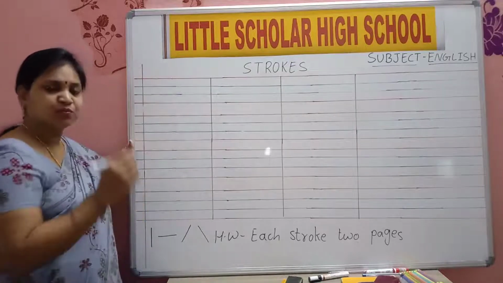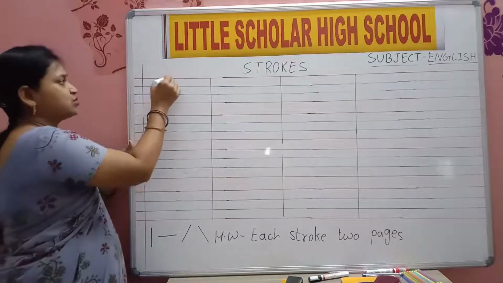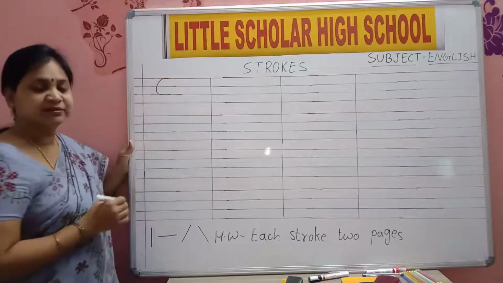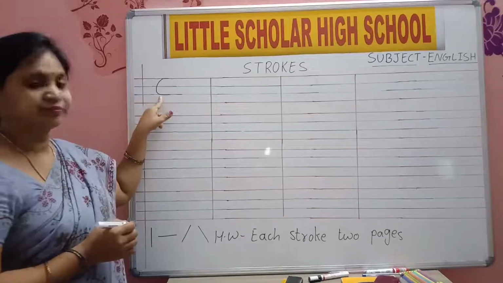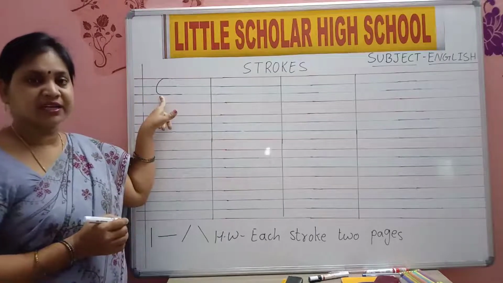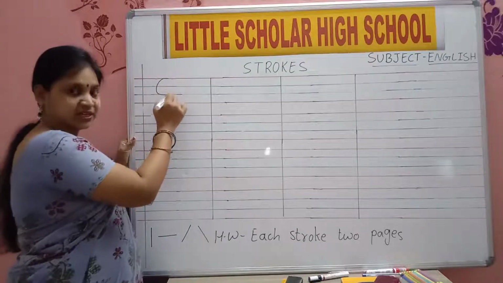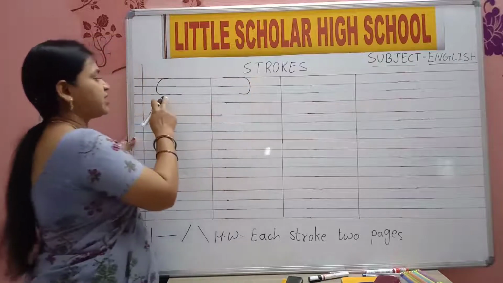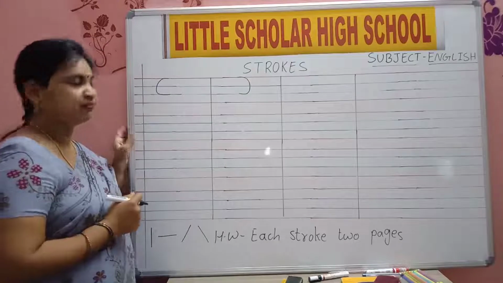Next, circle. You all know the moon. How will the moon be? Round in shape. So what is this? A half circle. Curve. Yes, curve line. This is known as a left curve and this is known as a right curve.